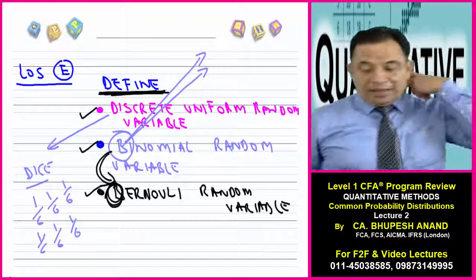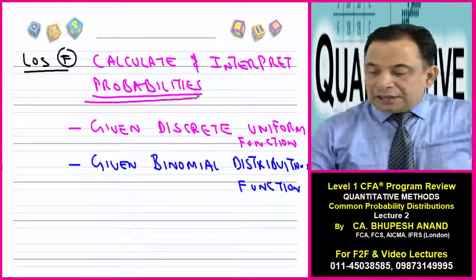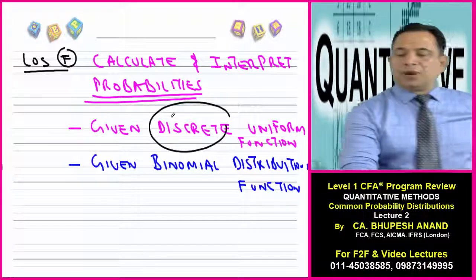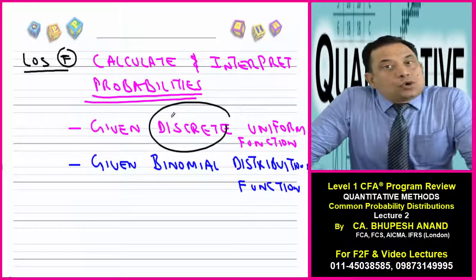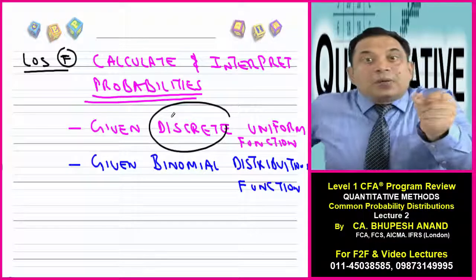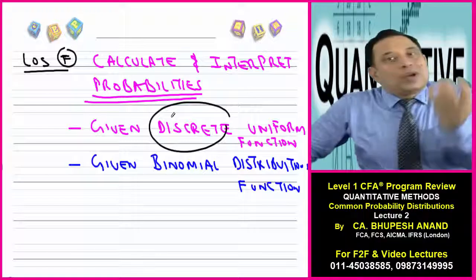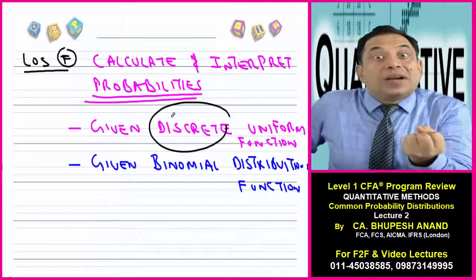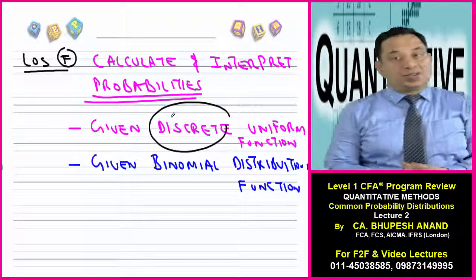So please take out your register, my dear sir. Learning outcome number F: we'll also be calculating the probabilities of a given discrete uniform function and binomial distribution function. My dear friends, I have already told you in the last lecture how to calculate the probability of a discrete function. That is a simple probability which we have calculated, and now how to calculate the probability in the case of a binomial distribution function. So I will be dealing with that.